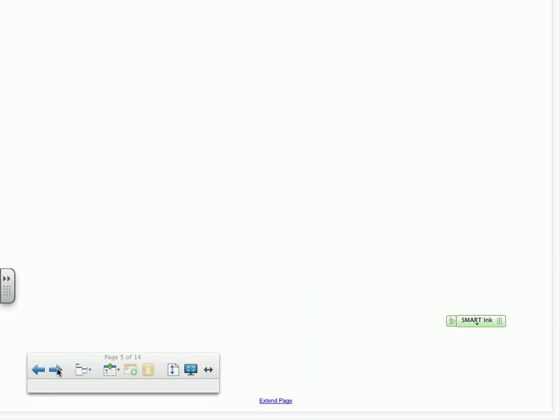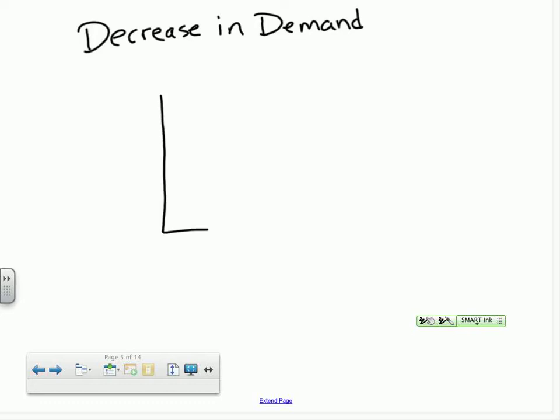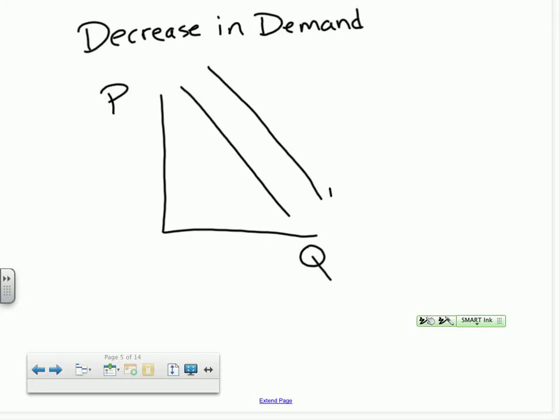So a decrease in demand, let's graph that out. A decrease in demand means that even at the same price, fewer people will buy something. The price did not change, but it won't sell as much. P, Q. You have 2 demand lines. Your D1 is over here. Your D2 is to the left of your D1 because this is going to show a decrease in demand.